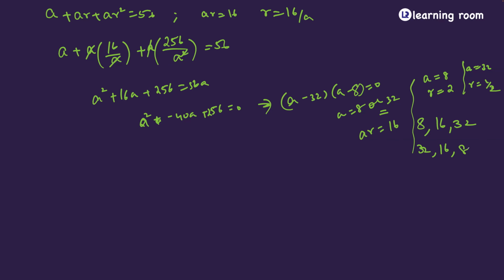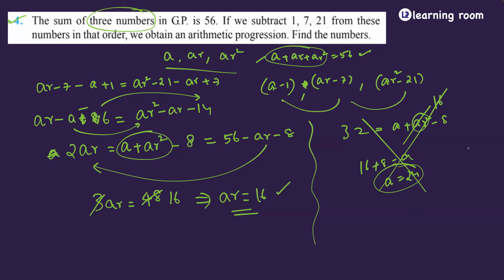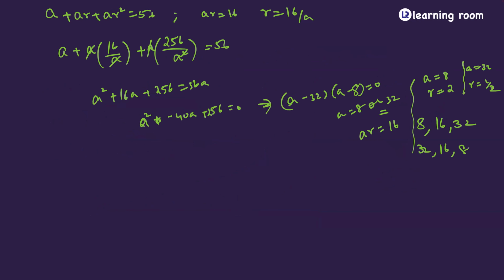But see, if you want to correct, they're given only one answer, right? Okay. One point we can think of is use the second condition. What did they say? You subtract 1, 7 and 21. Correct? So 8, 16, 32. I think this should be the answer then. I didn't take the second into consideration. If 8 length 1 subtract panna, I'll get 7. 16 length 7 subtract panna 9. 32 length 21 subtract panna.